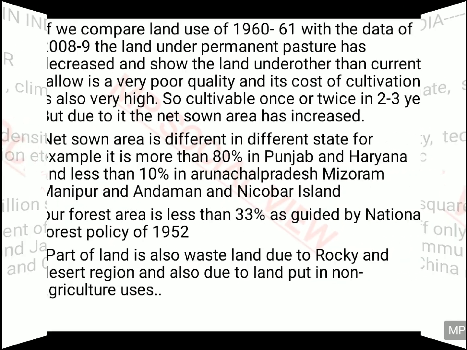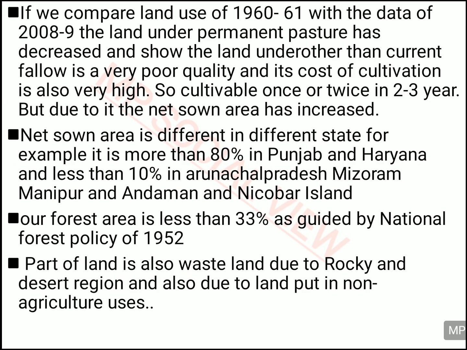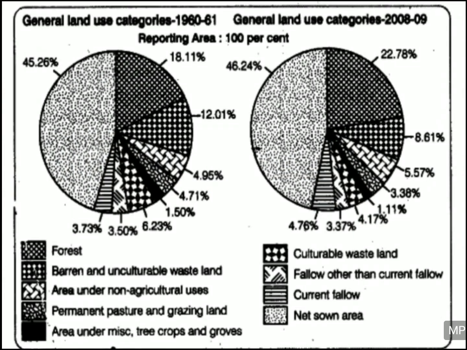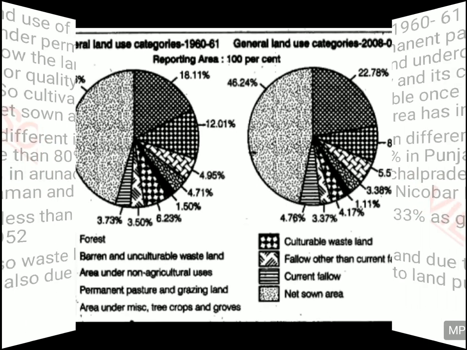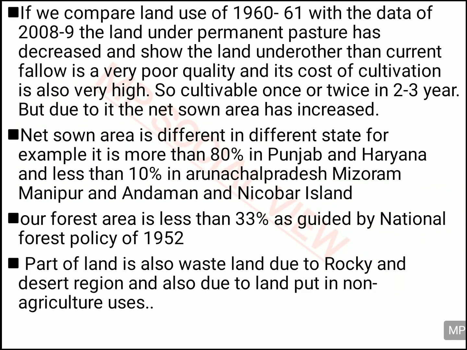If you compare the land use pattern of 1960-61 to 2008-09, as in the diagram given in the book, where the 1960-61 data is compared with the recent 2008-09 data, you come to know that the land under permanent pasture has decreased and net sown area has increased, because various uncultivated lands are also brought under cultivation to increase the net sown area.